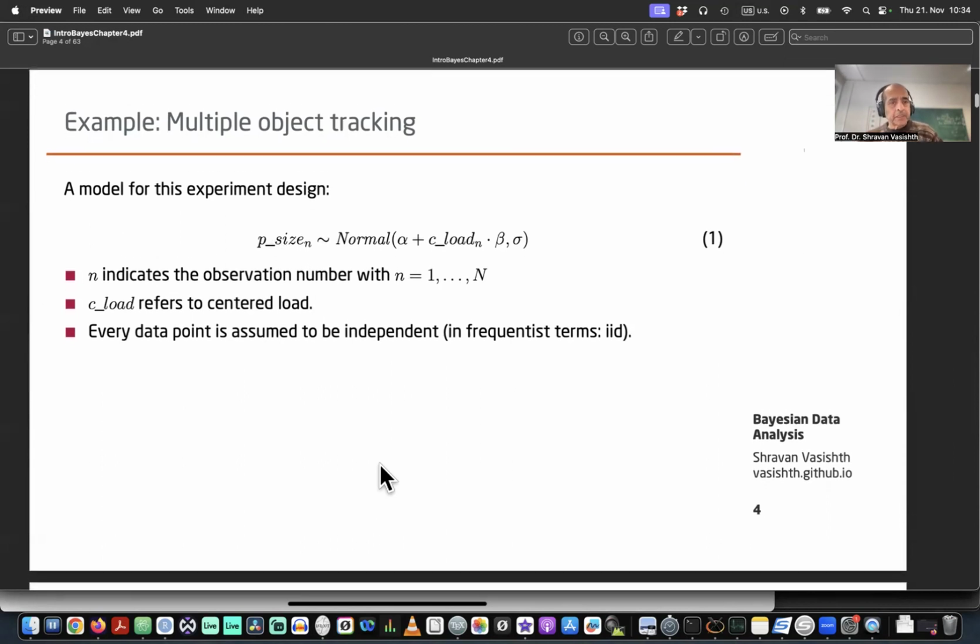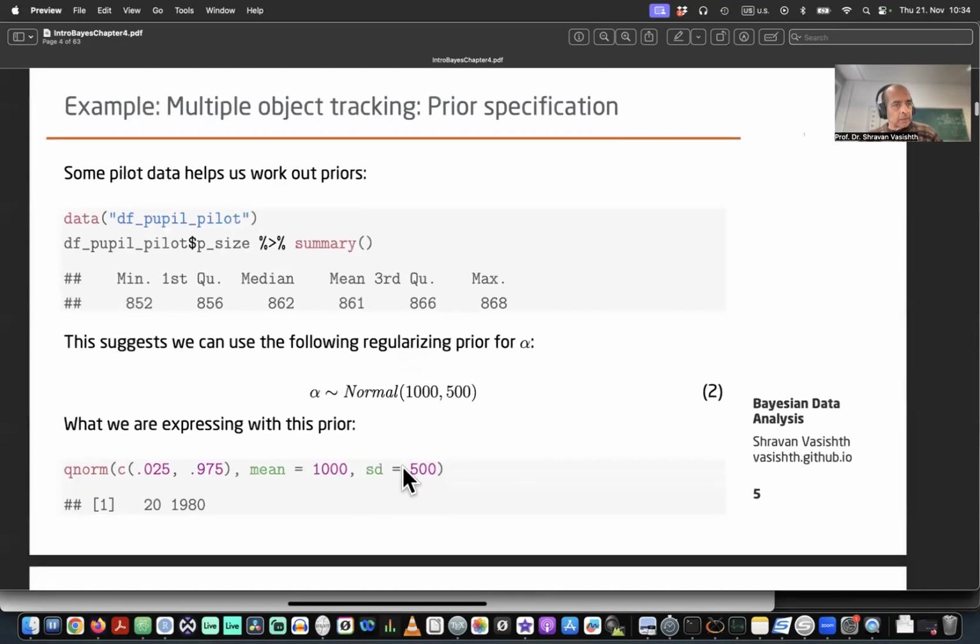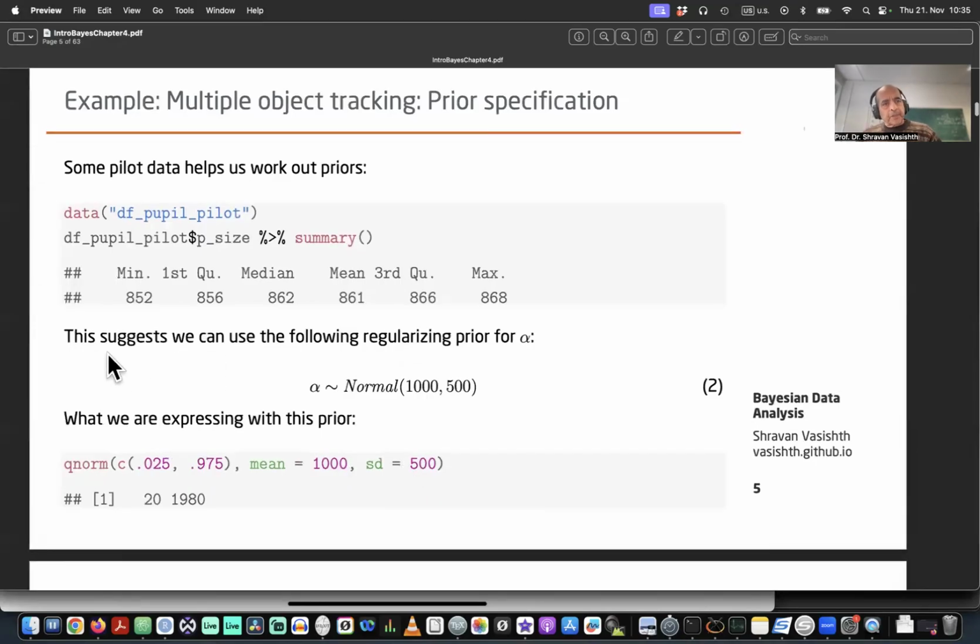Okay, so let's step away from reality for a moment and simplify our world just to understand the models better. All right, so before we get started with the modeling in the Bayesian framework, right?